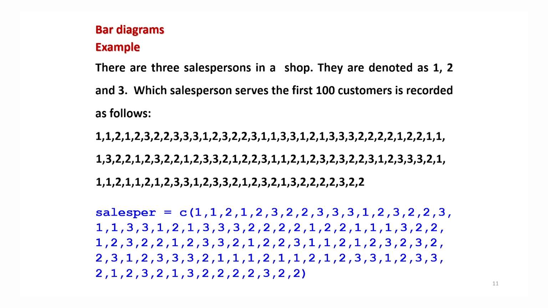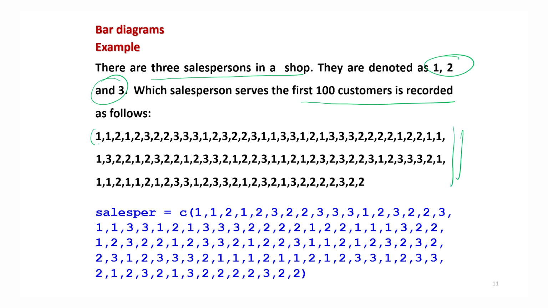Right. So now let me take an example and show you how such plots can be created. I'm trying to take an example where I would like to create 3 bars. So I'm considering that there are 3 salespersons in a shop, and they are indicated by the numbers 1, 2, and 3. Whenever customers enter the shop, one of the salespersons attends them, and the number of customers which the 3 salespersons have attended, out of the first 100 customers, is recorded, and it is here like this.